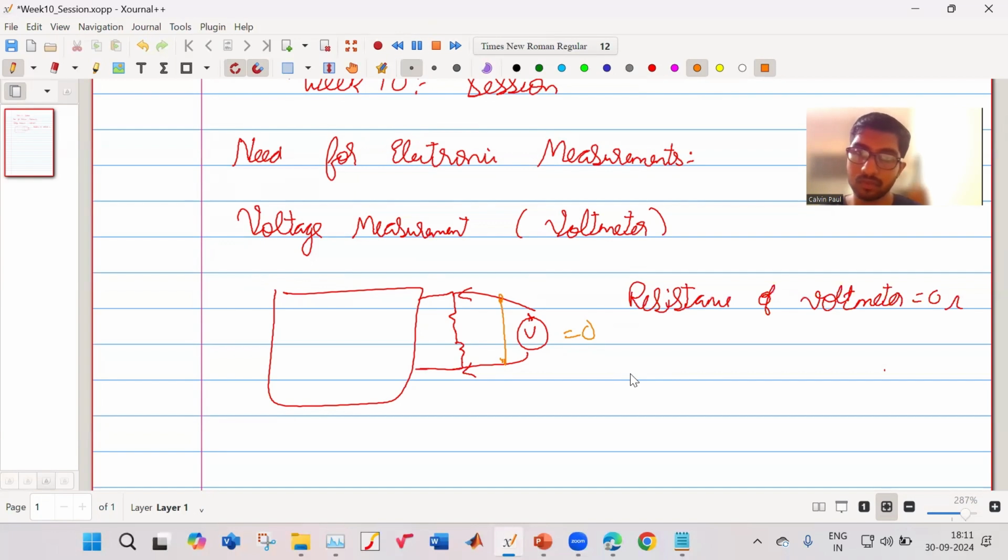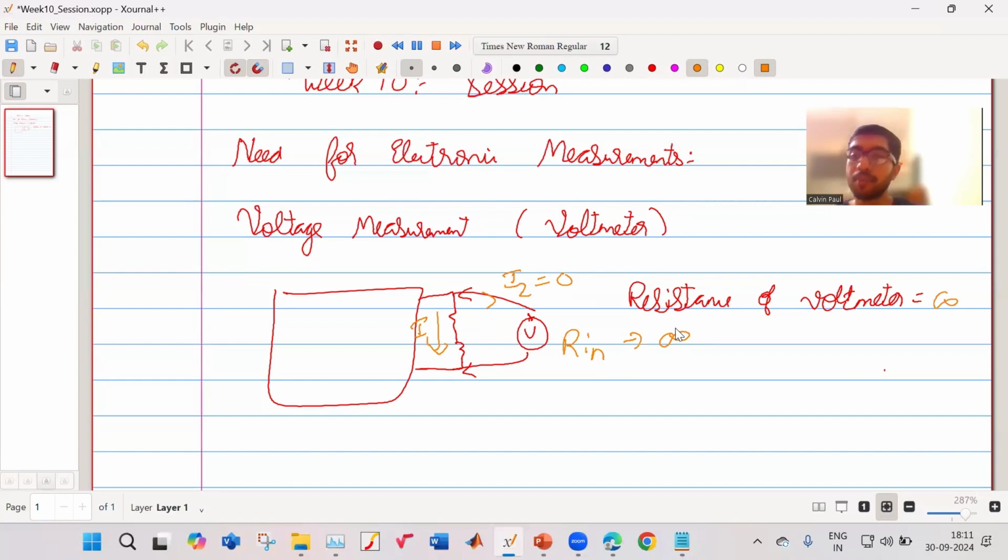Infinite, sir. In the ideal case it will be infinite. Infinite, yes. So it should be infinite. It should be very high, so that if some current I1 was flowing earlier, this current I2 should be 0. For that, this internal resistance should tend to infinity. It should be very high.